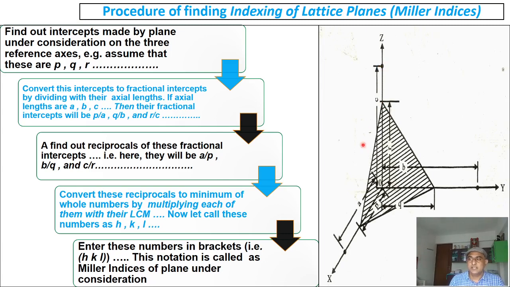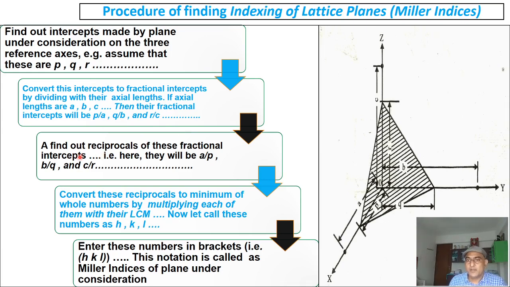Step two: convert these intercepts to fractional intercepts by dividing by their axial lengths. The axial length is the unit cell length, a, b, c. Then the fractional intercept, like p by a, is the fraction of this intercept. This total distance is a, and where it cuts at p, the fraction is p divided by the total length a. Similarly, q by b and r by c. That is the second step.